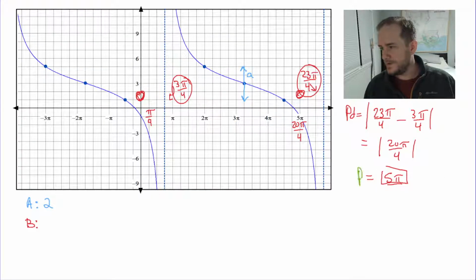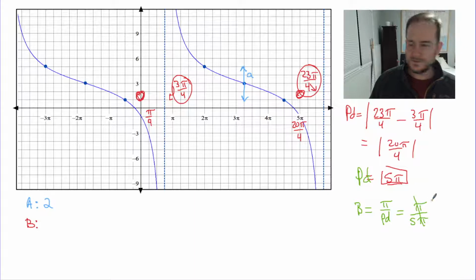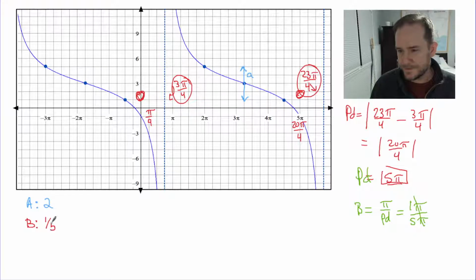All right. So guess what? If our period is 5 pi, then our b value is going to be pi divided by the period, which is pi divided by 5 pi, which is giving us a b value not of 5. I have a feeling that after a year of virtual instruction, I'm going to have a ton of kids who think that if they cancel out the entire numerator, the answer just is the denominator. But no, when you cancel out the pi's, you're still left with a factor of 1 in the numerator. This is going to be 1/5, not 5. Okay, we did it. Great.